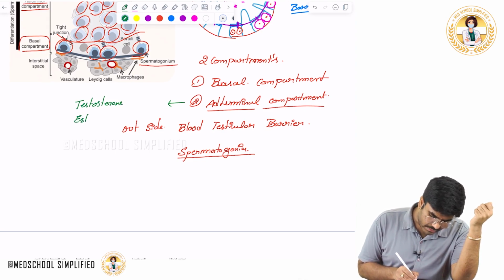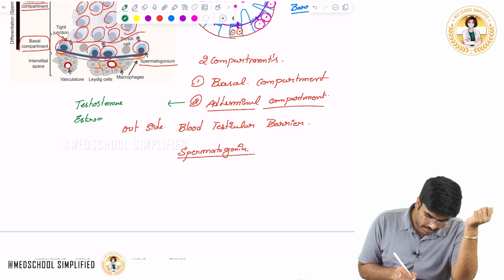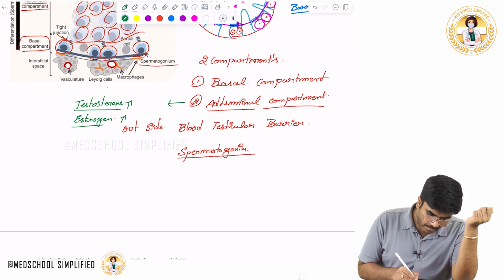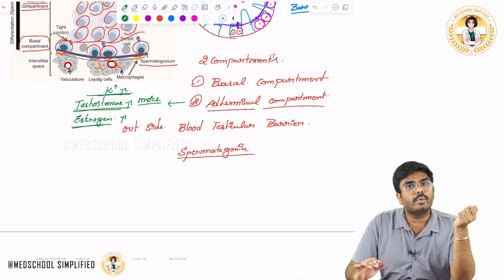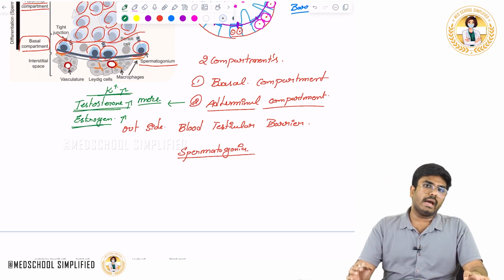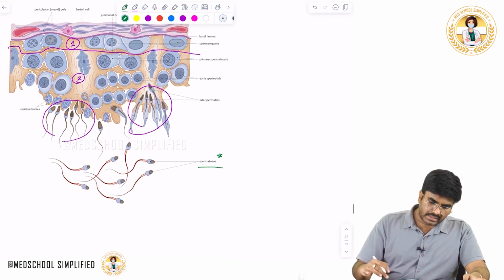Testosterone levels and estrogen levels are needed for the process of acrosome biosynthesis. So estrogen levels, testosterone levels, and potassium levels are all going to be more in which area? The adluminal compartment.